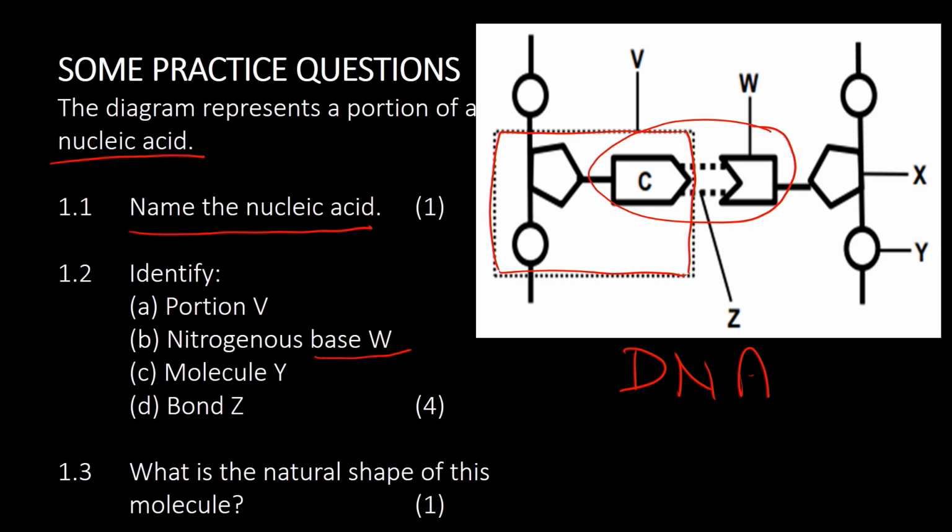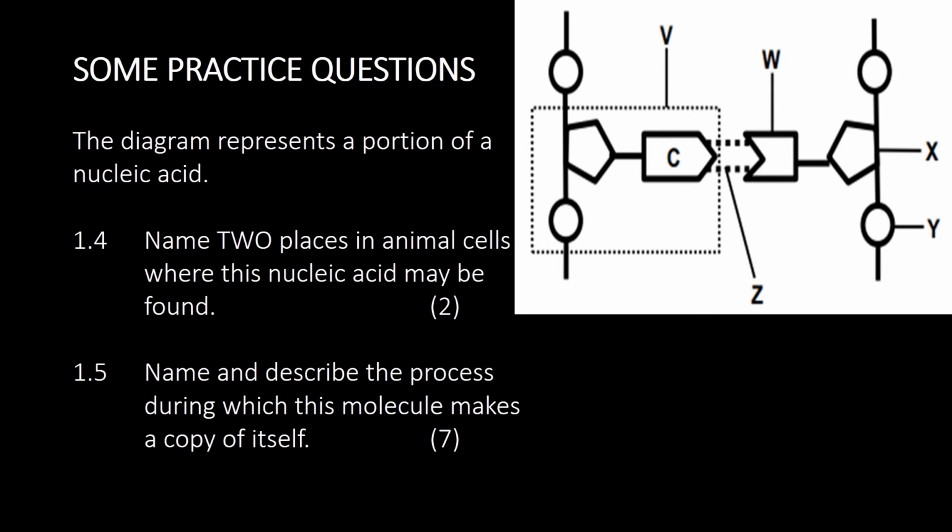Then base W, that's the one that's joined to C, so that's got to be G, or guanine. What is molecule Y? There's molecule Y, and that's got to be a P or a phosphate. And then bond Z, that's the bond between the 2 bases, and that is a hydrogen bond, which can easily be broken. Next, what is the natural shape of this molecule? Double helix. Now, where do we find this nucleic acid? Name 2 places in animal cells.